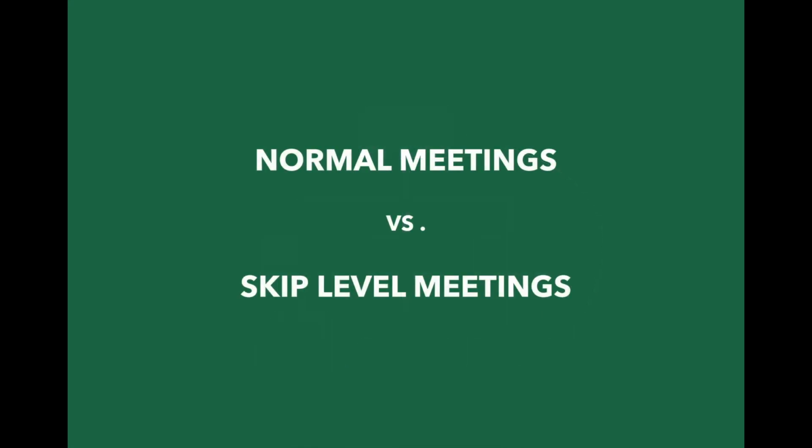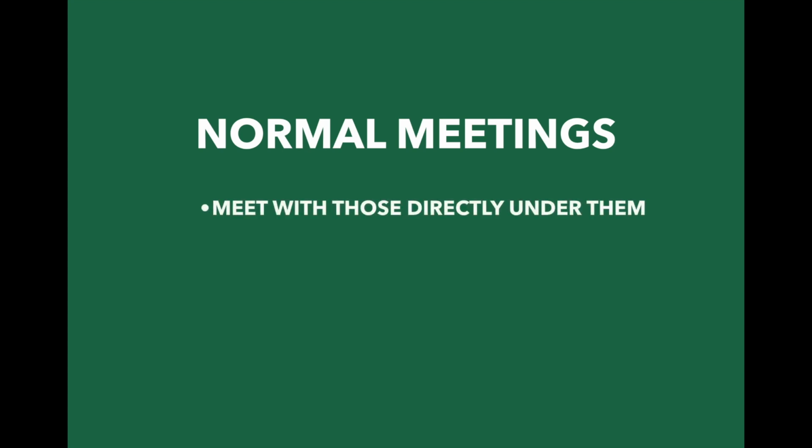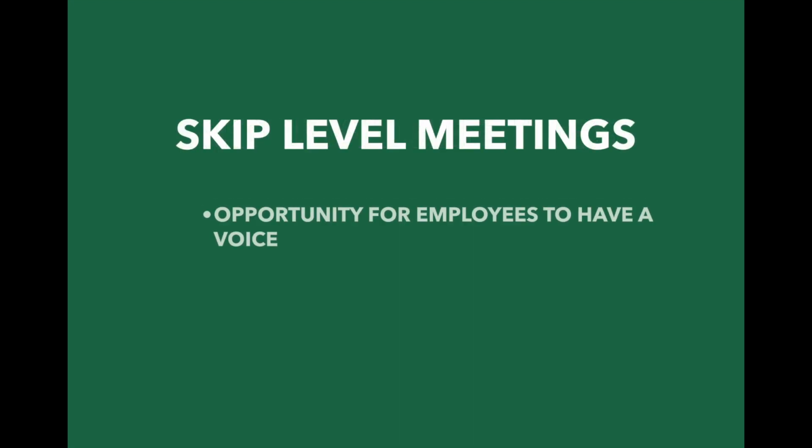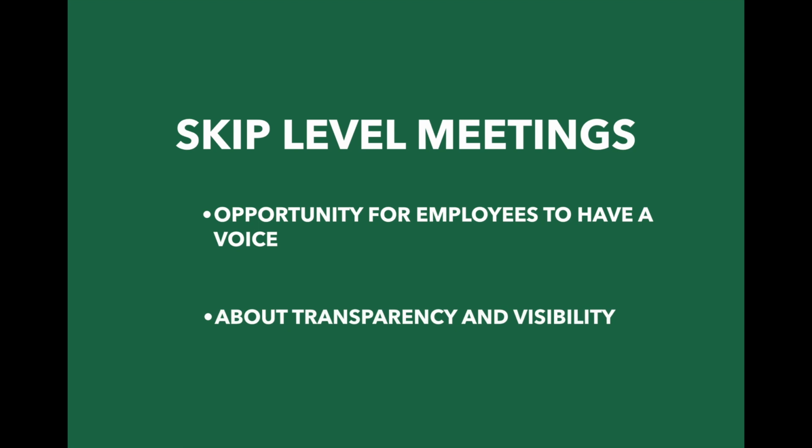When it comes to the difference between normal meetings and skip level meetings, here are a couple things to remember. In normal meetings, people meet with those directly under them and discuss technical updates. And in skip level meetings, the idea is to give employees a voice, and the focus is transparency and visibility.